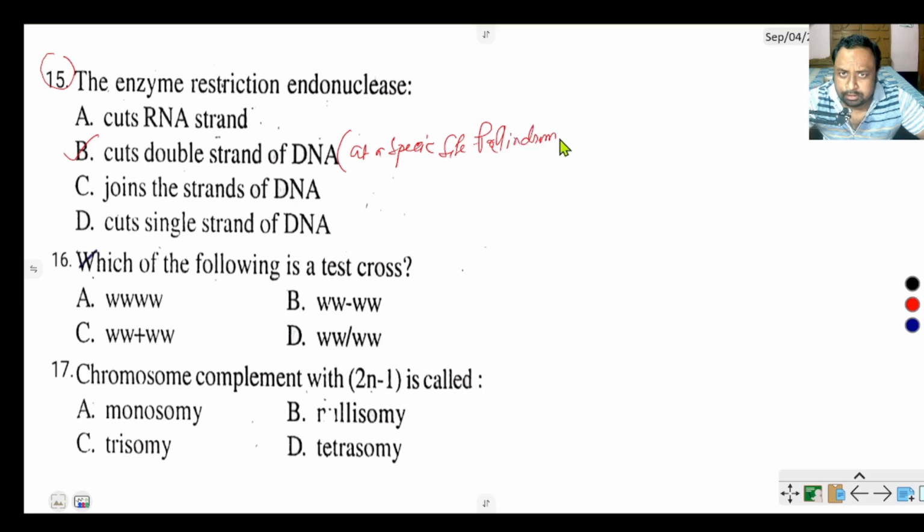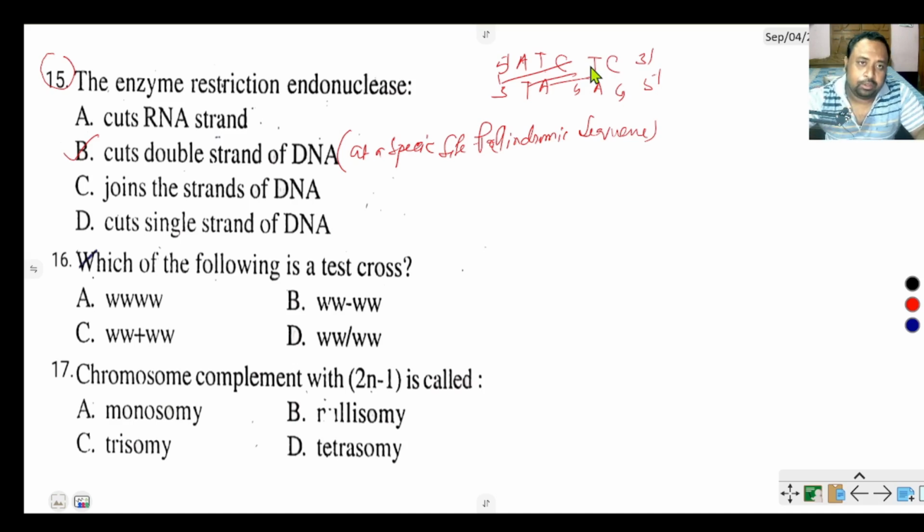Palindromic sequence means that when we read a strand from 5' to 3' direction, it is A, G, C, T, C, and when we read the other strand in the 5' to 3' direction also, it is G, A, G, A, T. Palindromic sequence means when we read a strand from 5' to 3' direction in both ways, they are the same. That is called a palindromic sequence.